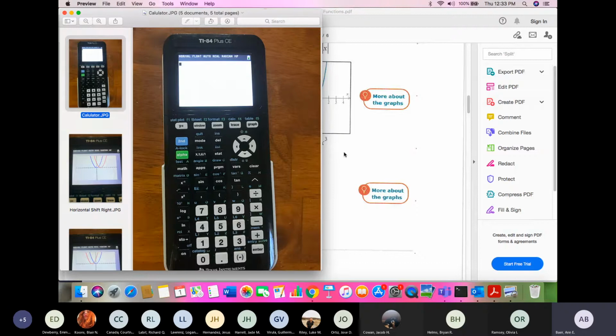Any questions about the calculator? Any questions so far that you've had in the course about the graphing calculator while I have the graphing calculator on the screen? Any questions about the graphing calculator?